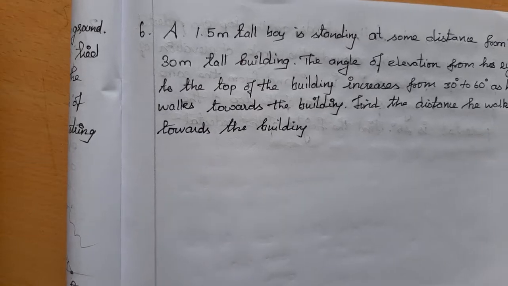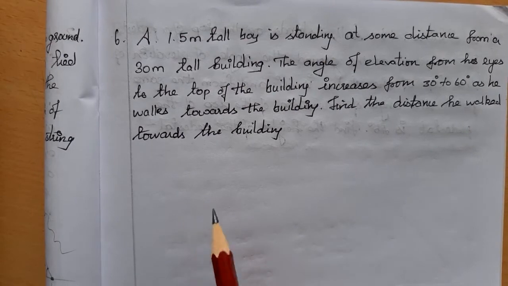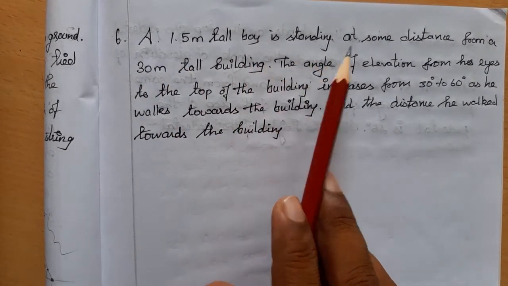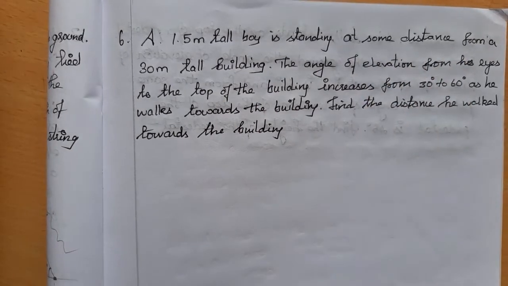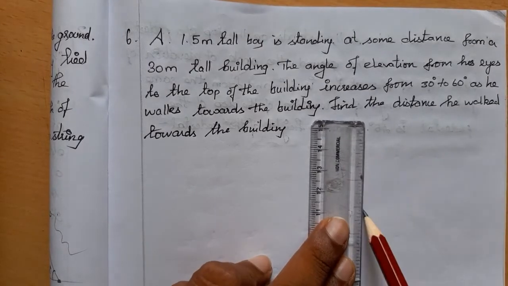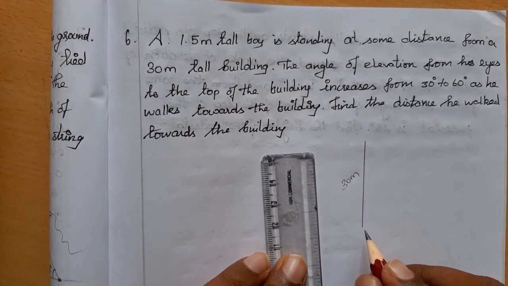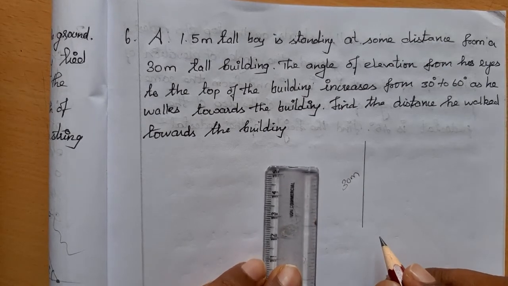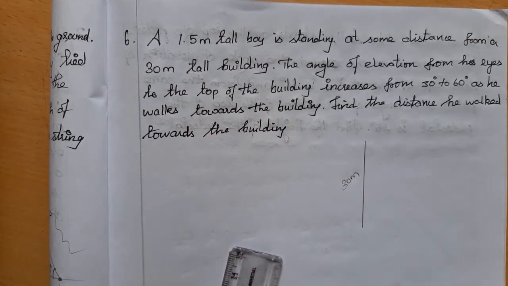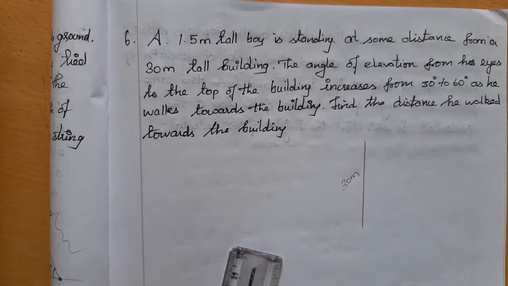Hi students, today we are going to continue with the problem on some applications of trigonometry. A 1.5 meter tall boy is standing at some distance from a 30-meter tall building. There is a tall building of 30 meters and he is standing at some distance from it. The angle of elevation from his eye to the top of the building increases from 30 degrees to 60 degrees as he walked towards the building.